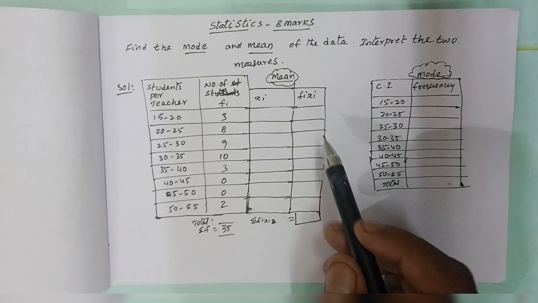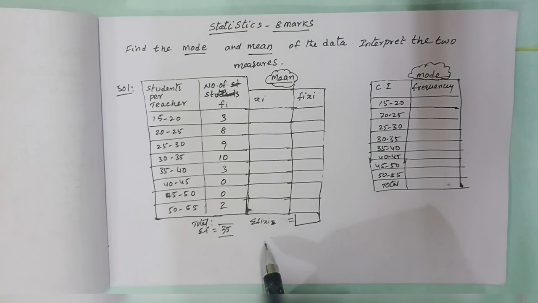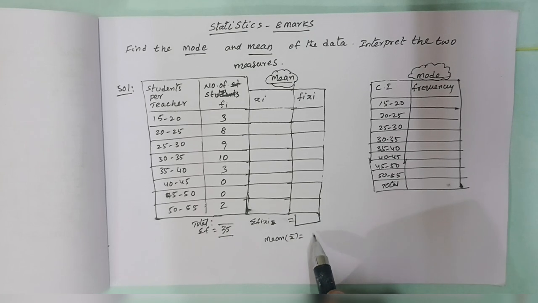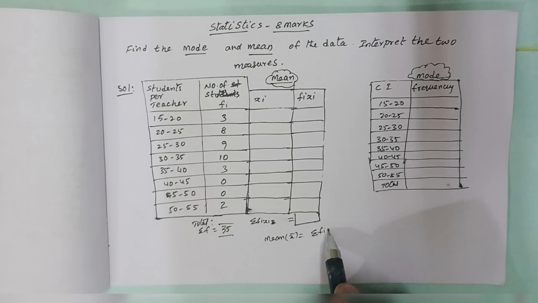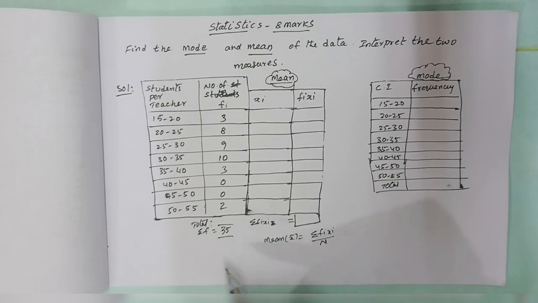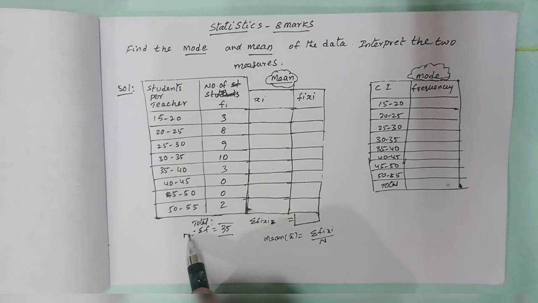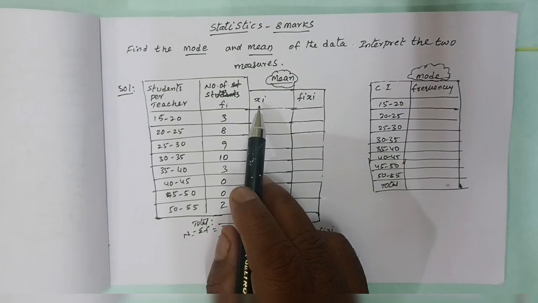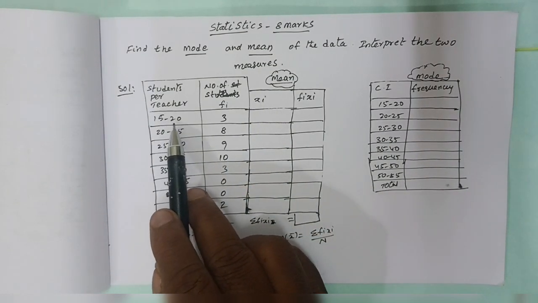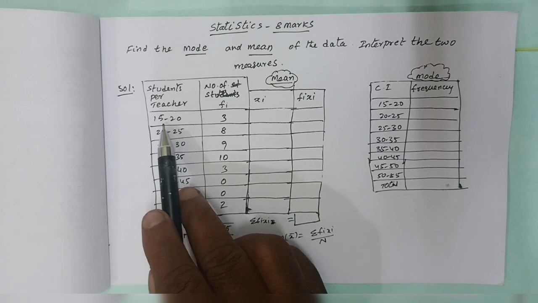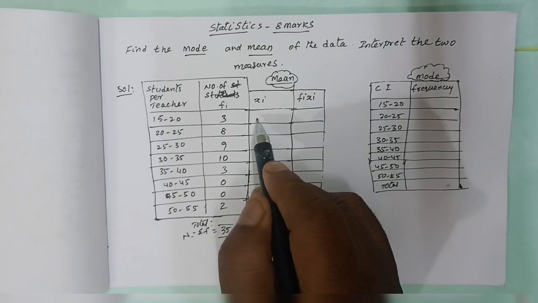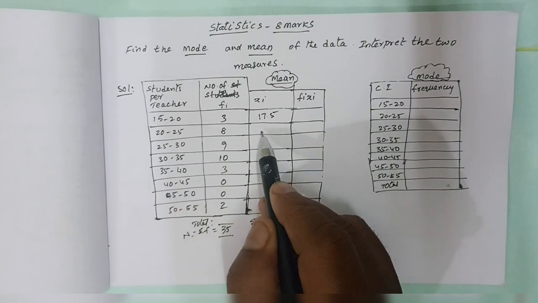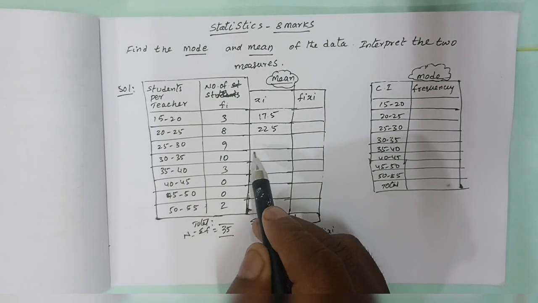Mean: we know the formula, x bar equals sigma fi xi by n. Here n is equal to 35. Now xi means the mid value. For 15 to 20, the mid value is 17.5. Now add 5, 22.5.